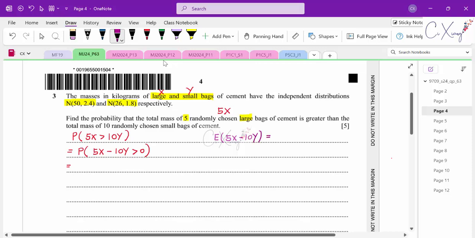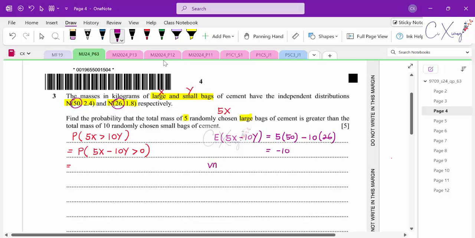Okay, so to get the mean for 5X minus 10Y, you're having 5 times of mean X. What's the mean X here? 50, right? Okay, so 50 minus 10 times of the mean Y. What's the mean Y? 26. It was provided in the question just now, yeah? Okay, so the mean value here, it should be negative 10.